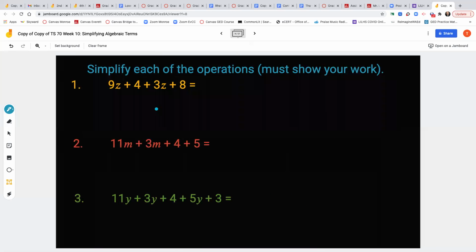All right, here's what I want you to do. I want you to copy these 3 down, and I'm going to give you about 60 seconds to see if you can, on your own, simplify these expressions. They're all expressions because there's only something on one side of the equal sign.